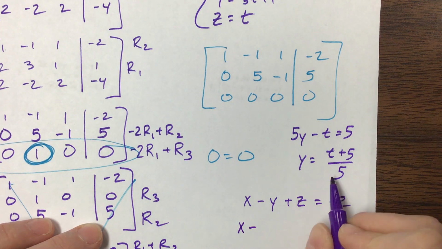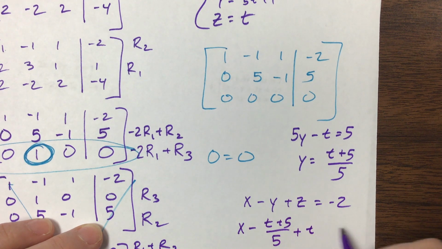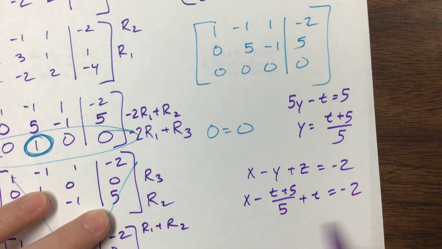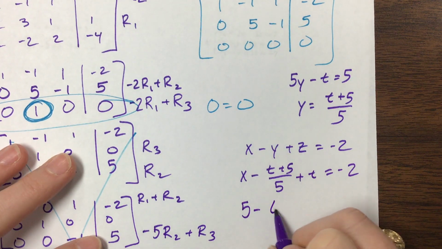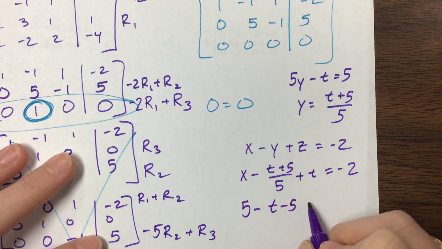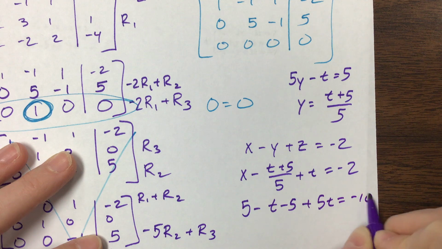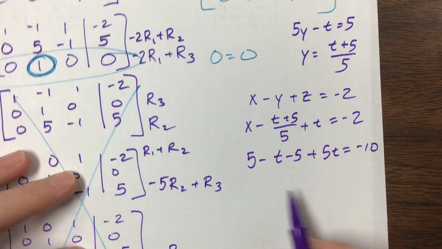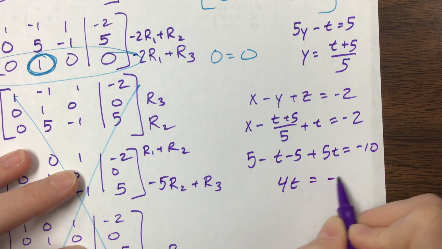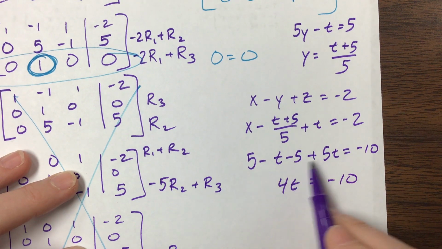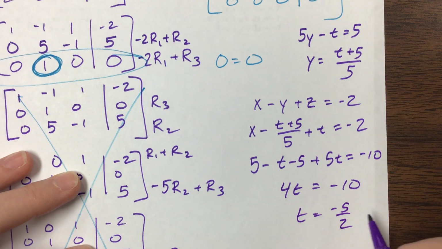x minus our y value, which was (t plus 5) over 5, plus our z value, which was t, equals -2. I'd multiply everybody by 5. Minus t minus 5, I had to distribute that through. Multiply this by 5 plus 5t. Multiply this by 5 equals -10. Okay, so then I have 4t equals -10. Did that cancel? Okay, and so then t equals -5/2.